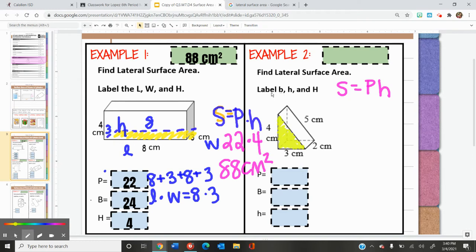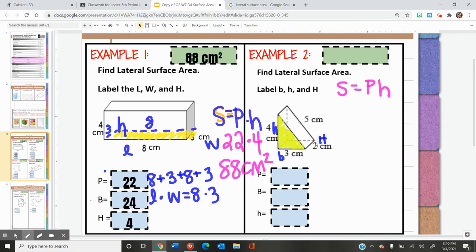So, first, it tells us to label the B. Now, the B is the base of my base shape, so that's going to be 3. And the little h is going to be the height of my base shape, which is 4. Now, this capital H is going to be the distance between my base shapes. So that means 2 will be the height of my prism.